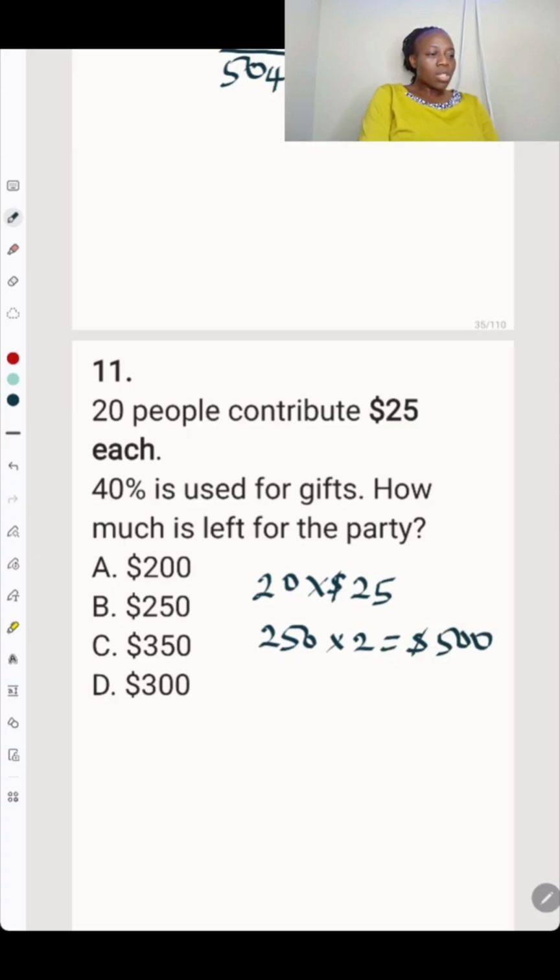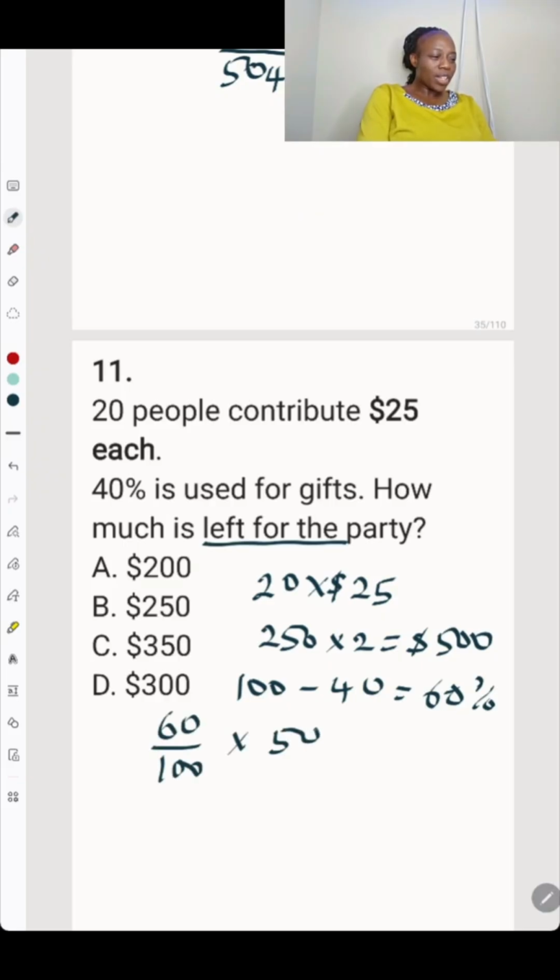Then 40% is used. Let's take out 40%. How much is left? If 40% is used, then we can say 100 minus 40. That will be what? 60% left. Because the question says how much is left. So 60% is left. So let's find 60%. 60 over 100 of 500. So here we can divide the zeros by each other. Then 60 times 5, that is going to be $300. And that's D.